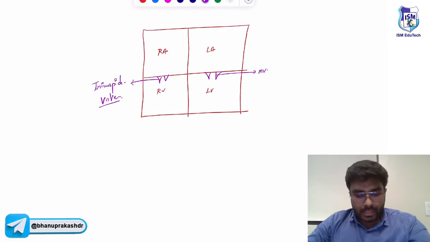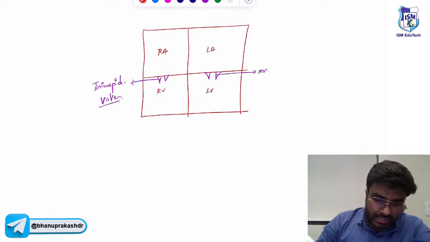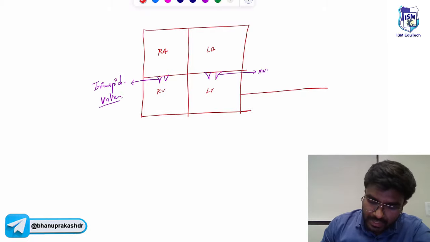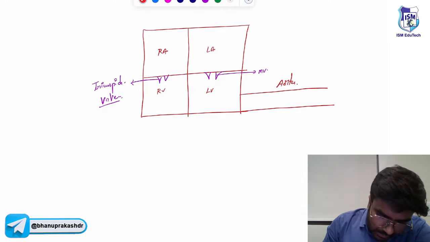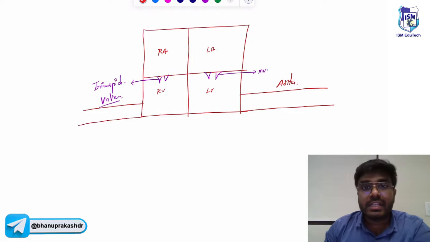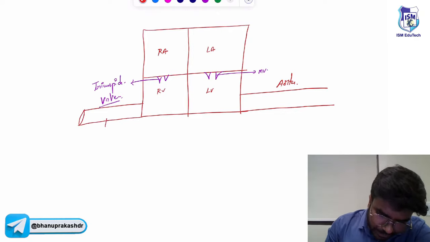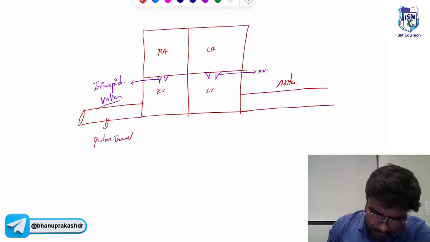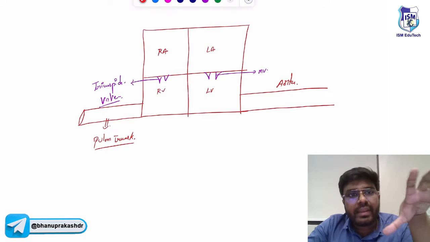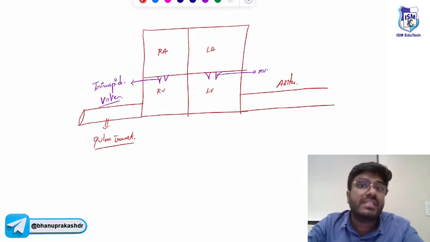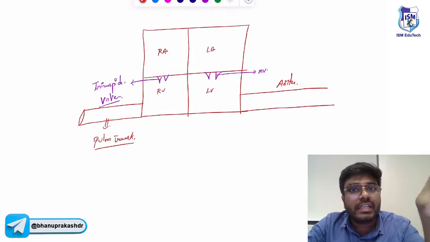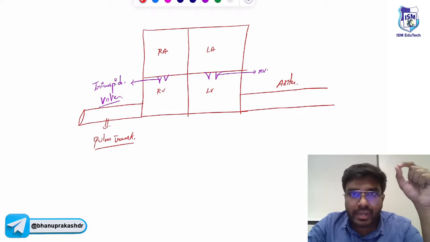So, what is this blood vessel that I am drawing here? The blood vessel coming out of the left ventricle is called the aorta. And the blood vessel coming out of the right ventricle is called the pulmonary trunk. So I am showing the heart in a simple way: right atria, left atria, right ventricle, left ventricle. From the left ventricle, the aorta is coming, and from the right ventricle, the pulmonary trunk is coming.